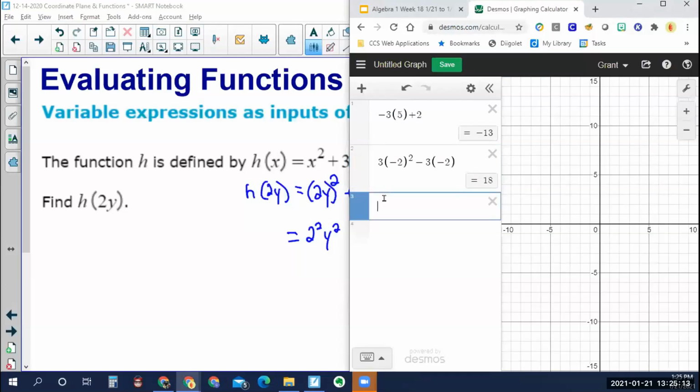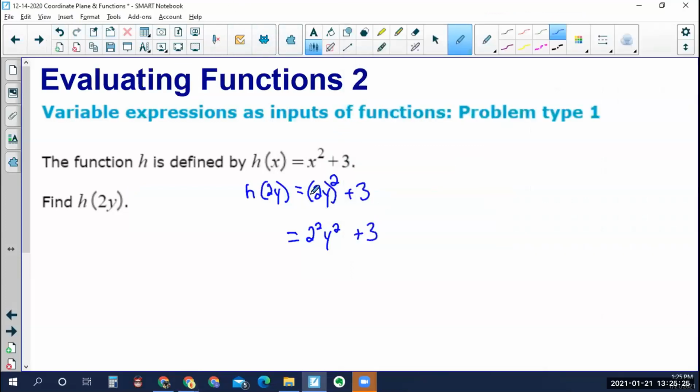You could absolutely come down here and do 2 to the second power in Desmos to prove to yourself, yep, what I thought it was is right. What you can't do, unfortunately, with Desmos is give it an algebraic expression like this and ask it to simplify it for you. Desmos won't do that. But I now know that the 2 raised to the second power is 4. I have the y squared right next to it and the plus 3.